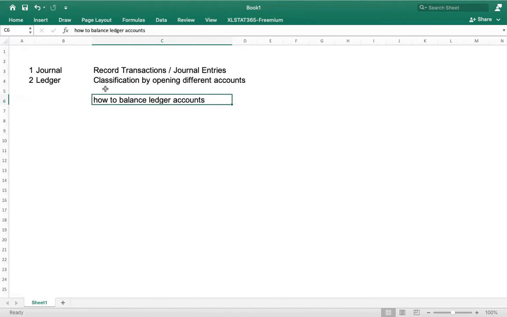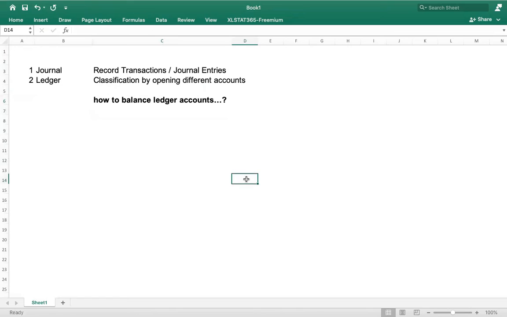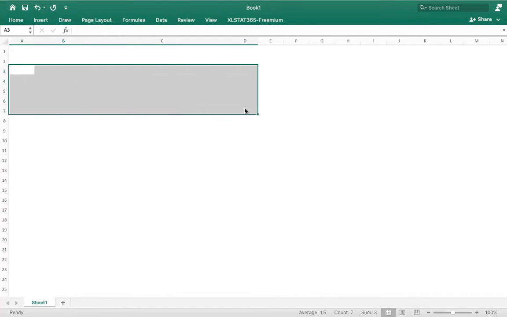Our main focus will be on ledger posting, plus this is today's new topic, how to balance ledger accounts, right? So I am going to start with the same. You need to pass journal entries, and then I will prepare the ledger, right? Journal is your task, and ledger I will be doing. Okay, so I am giving you a few transactions.